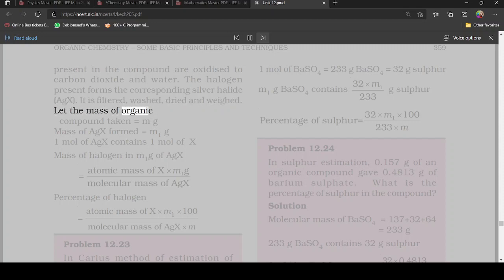Let the mass of organic compound taken be m g, mass of AgX formed be m1 g. 1 mole of AgX contains 1 mole of X. Mass of halogen in m1 g of AgX is equal to atomic mass of X × m1 g / molecular mass of AgX. Percentage of halogen.